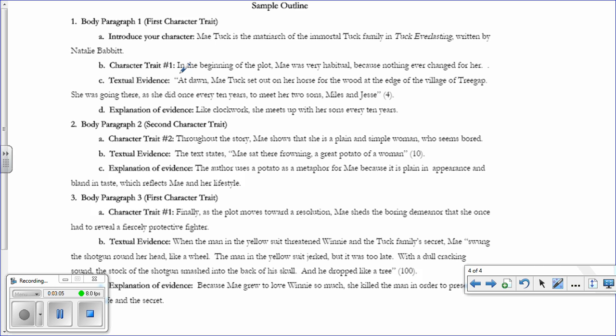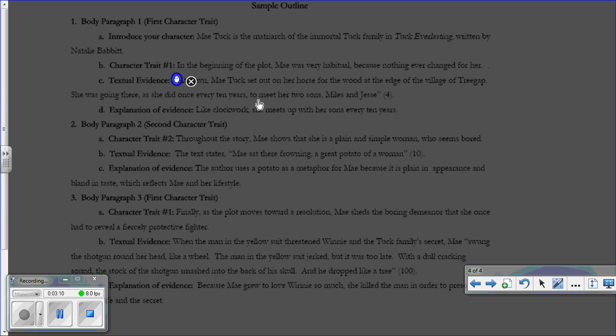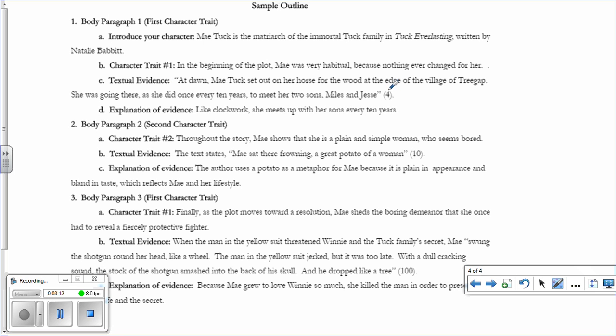Notice that when I pulled text, I used quotations. I want you to do the same. Here, you give a quotation and then you have to give the page number as well. So after you put the quotations, use parentheses and put the page number there, and the period goes on the outside. It's not enough to just give textual evidence. I have to explain how that proves that May was habitual. So when I explained my evidence, I said, like clockwork, she meets up with her sons every 10 years.